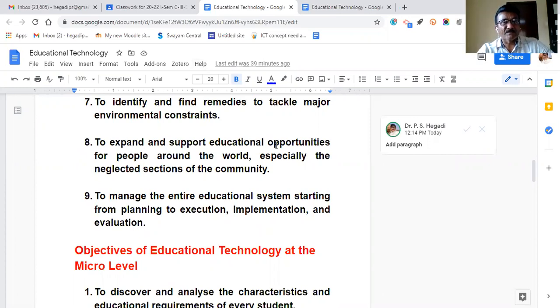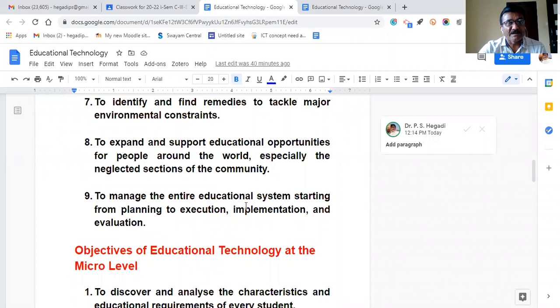To expand and support educational opportunity for people around the world, especially in the neglected sections of the community. Some neglected sections of the community, especially in the rural areas, interior regions, those who are economically backward students, socially backward students, educationally backward students, this should give the scope for them. Understand? The objective should be, at the macro level, to give the scope for them.